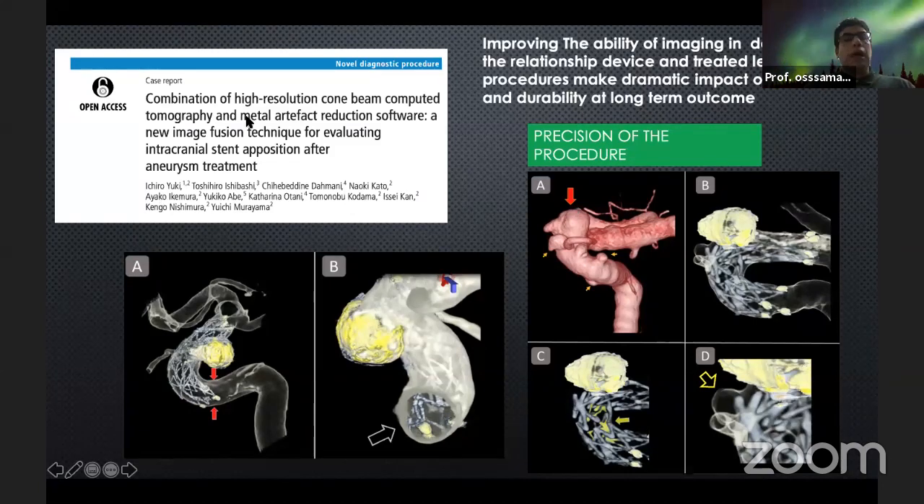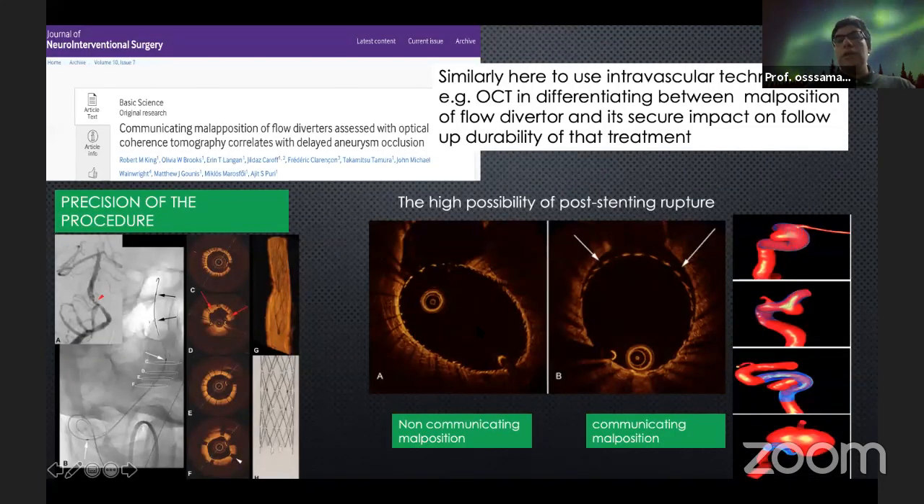And also another group from China is using intravascular OCT to differentiate between the different types of apposition or malapposition of the stent. They also showed that communicating malpositioning of the stent is acceptable, while non-communicating malpositioning of the stent is very problematic because it is associated with rupture of the aneurysm after putting in the stent at midterm follow-up.